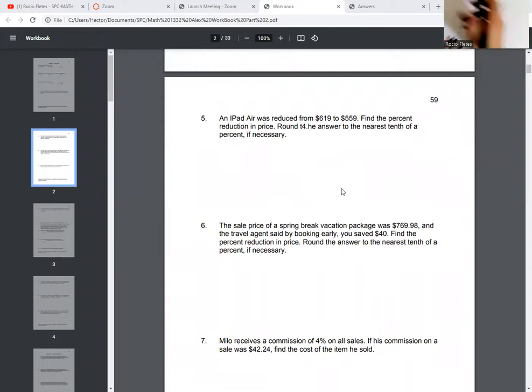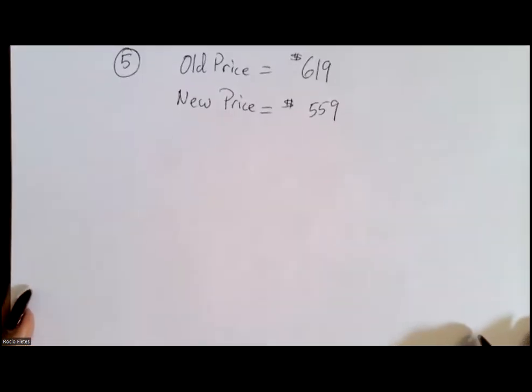Okay, so let me first write down the information I'm gonna need. The old price is 619. The new price is 559. We want to find the percent reduction and then round to the nearest 1/10%. Okay, so I'm gonna lower this so you can see.